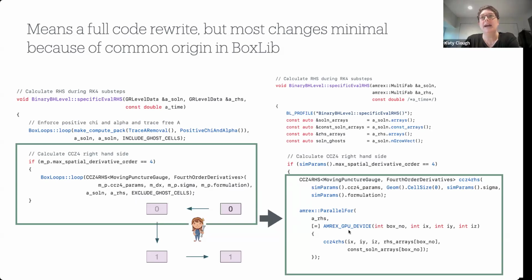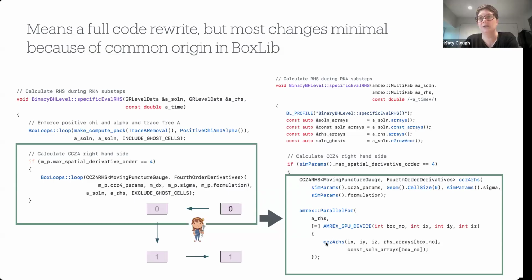So that now in AMReX is replaced by this AMReX parallel 4 kind of structure, where you give it again the right hand side, which is what you want to write out, and you have this lambda function. So it goes over all the boxes, over all the cells, and it applies again this CCZ4 right hand side.